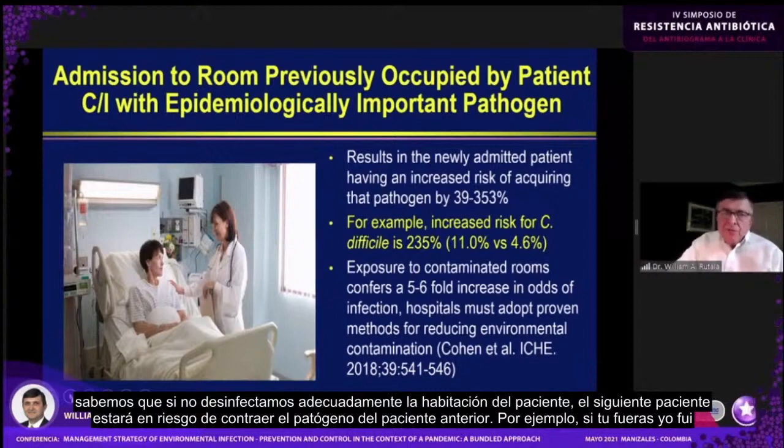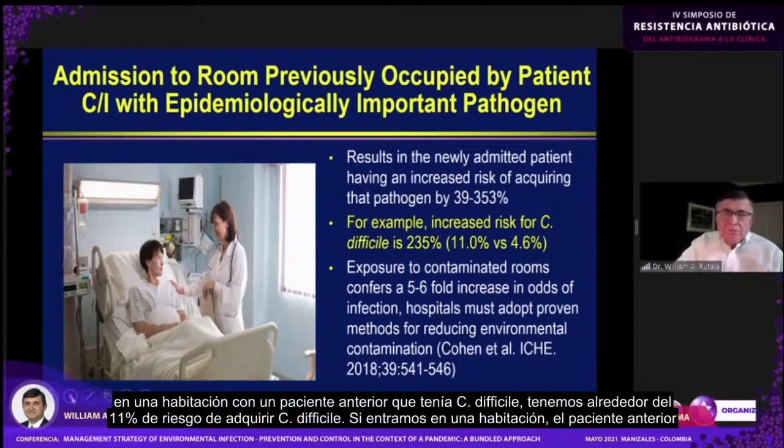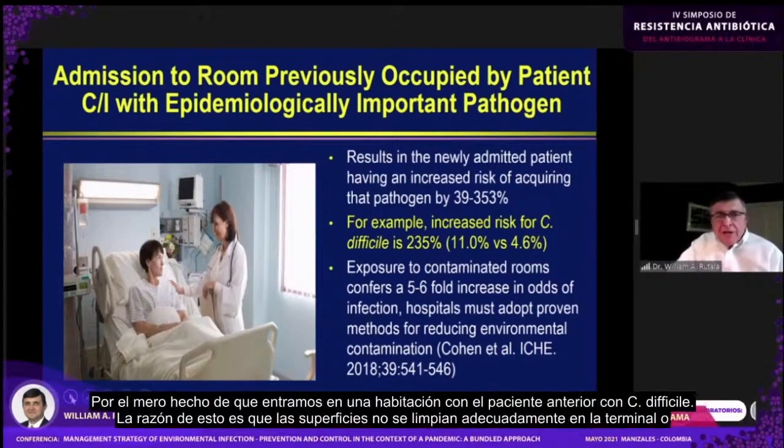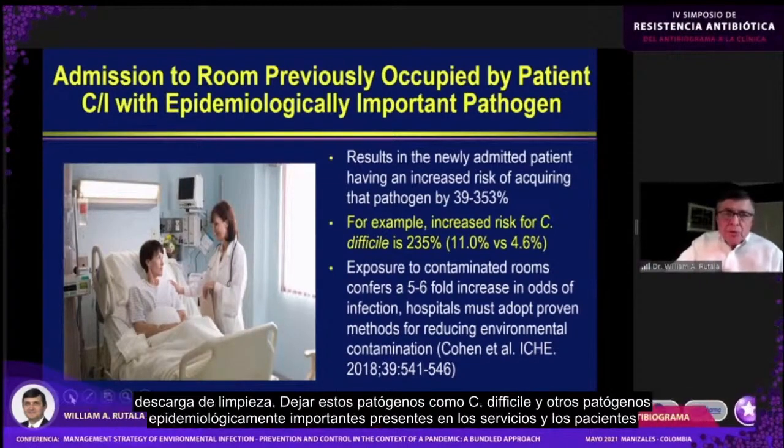For example, if you or I went into a room and the previous patient had C. difficile, we have about 11% risk of acquiring C. difficile. If we went into a room the previous patient did not have C. difficile, we have about a 4.6% risk of C. difficile. So our risk of C. difficile is increased by 235% by the mere fact that we went into a room with the previous patient having C. difficile.